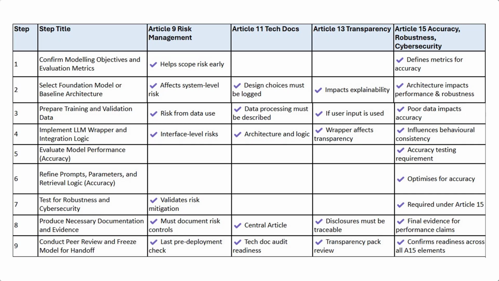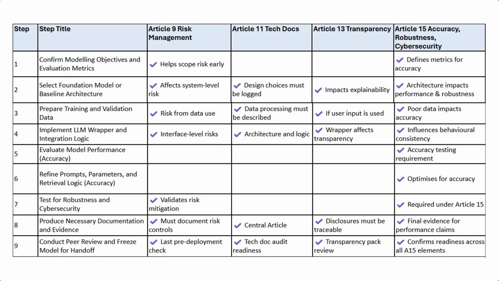Then step number 3, preparing training and validation data. Again, we want to make sure that any risks associated with the data are covered off, documented, and mitigated. Article 11 shows what kind of data we're using, what the lineage and the provenance of that is. We want to make sure we have all of that over there. And again, if we need any user inputs, we make it clear that that's what we're going to be doing with the data and how it's going to train or provide reinforcement training to the actual model as well.